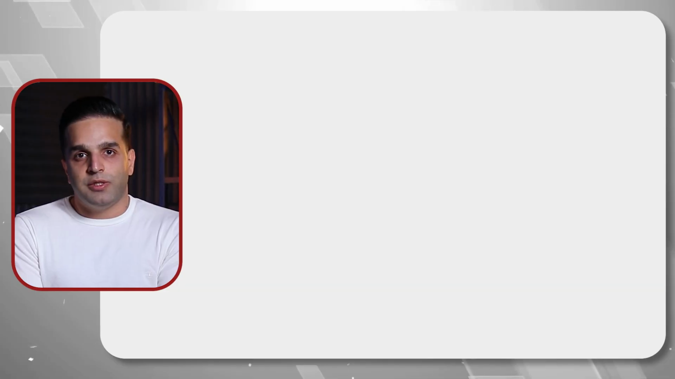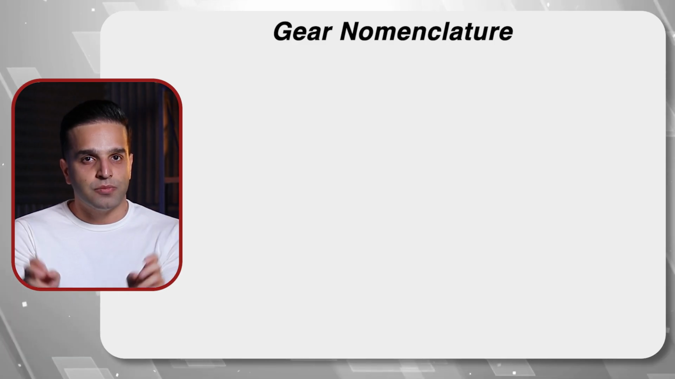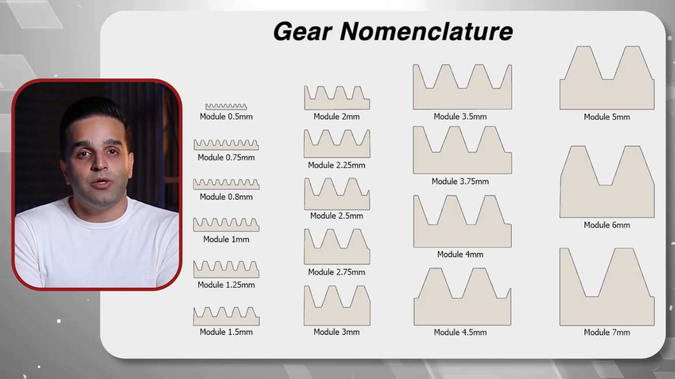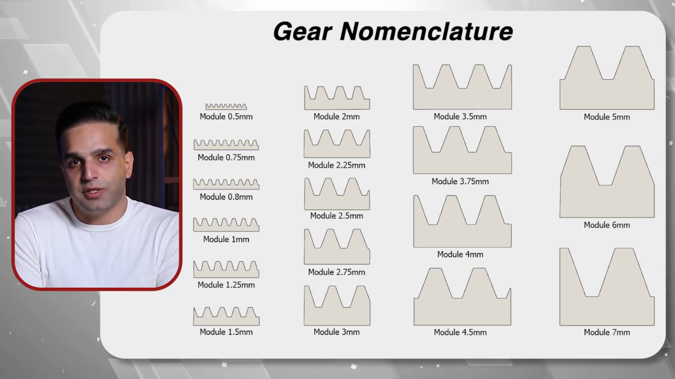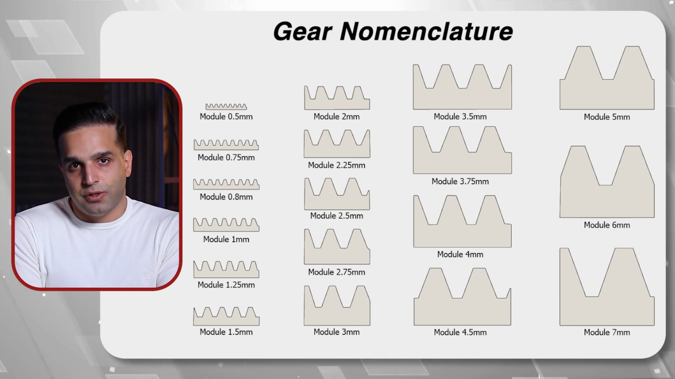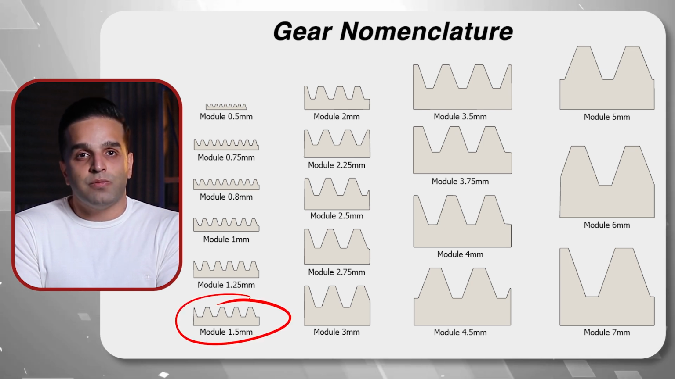For better modeling, it is important to understand what each part of a gear is called, or what's commonly known as gear nomenclature. The first one is module. Module is a unit of size that indicates how big or small the tooth is. As module increases, the tooth size increases as well. And only gears with the same module can interact with each other. For our gear, the module is 1.5.